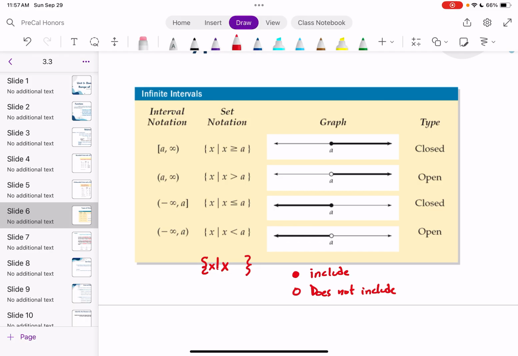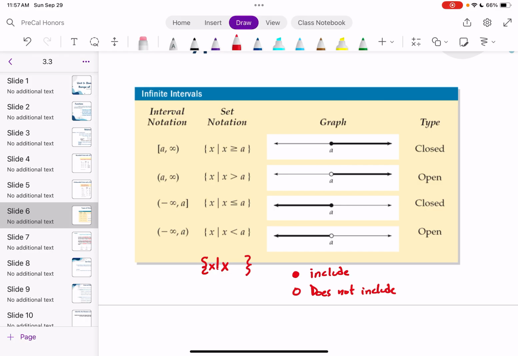Last example. In example 4, we have it going from negative infinity to A. And in that case, we are not going to include the A, which means we will have an open circle for the graph. The type would be open because of the parentheses, and the set notation would be x such that x would be less than a.